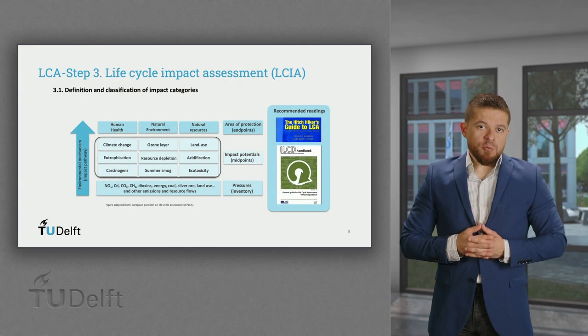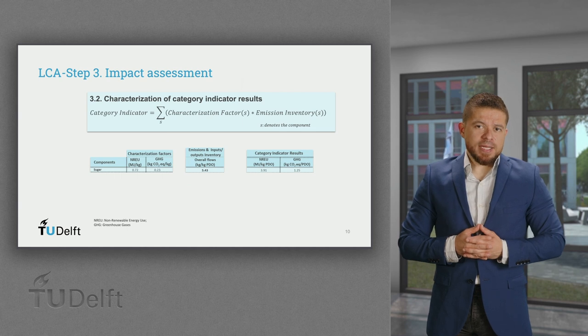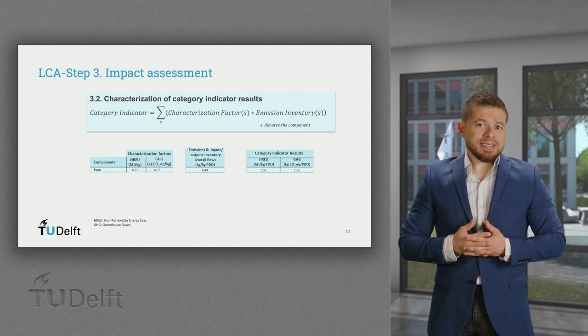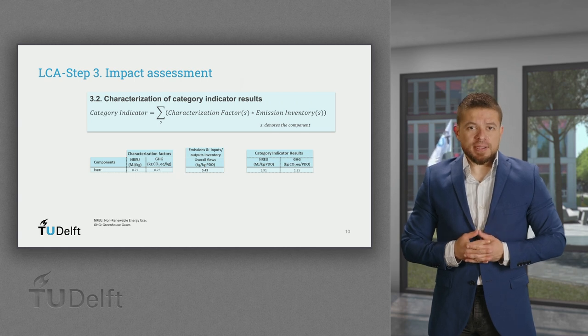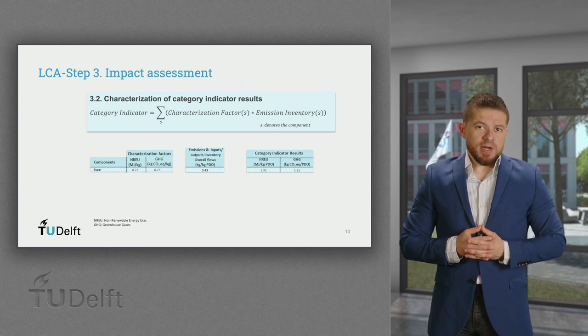For our case study, we focus on two midpoint impact categories: climate change and non-renewable energy use. The second aspect of the LCIA is the characterization of the category indicators. This is a quantitative step where the size of the environmental impacts are calculated per category using the characterization factors. These factors can be found in databases for impact assessment methodologies or in literature.